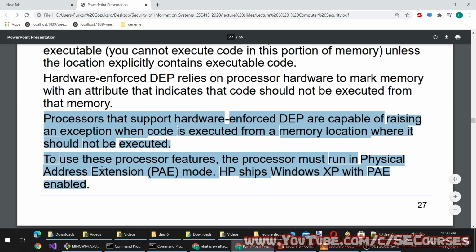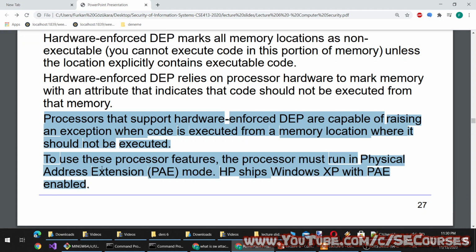Processors that support hardware-enforced DEP are capable of raising an exception when code is executed from a memory location where it should not be executed. To use these processor features, the processor must run in physical address extension (PAE) mode. HP ships Windows XP with PAE enabled.